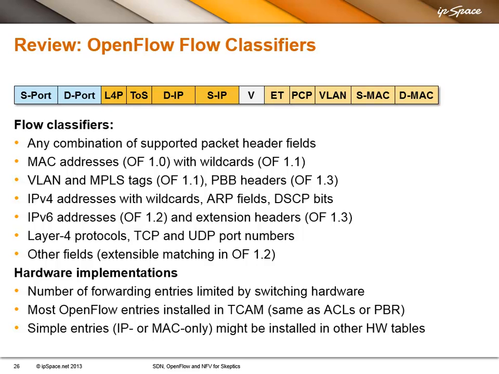It can be any combination of a number of usual packet header fields on layer 2 or layer 3. So we can match MAC addresses. We can match on destination MAC or on source MAC or on both, and OpenFlow 1.1 gives us wildcards. We can match on VLANs. We can match on MPLS tags with OpenFlow 1.1. We can match on provider backbone bridging headers, including SIDs in OpenFlow 1.3. IPv4 addresses were always there to match, and wildcarding was always there. And we can also match on ARP fields and DSCP bits. With OpenFlow 1.2, we can match on IPv6 addresses, and with OpenFlow 1.3, we can match on the extension headers. Then we can also match on layer 4 protocols and TCP and UDP port numbers, and with extensible matching, we can match almost anything with OpenFlow 1.2.